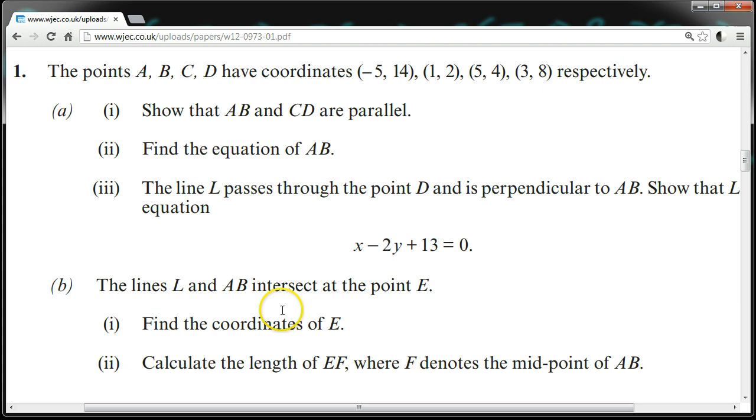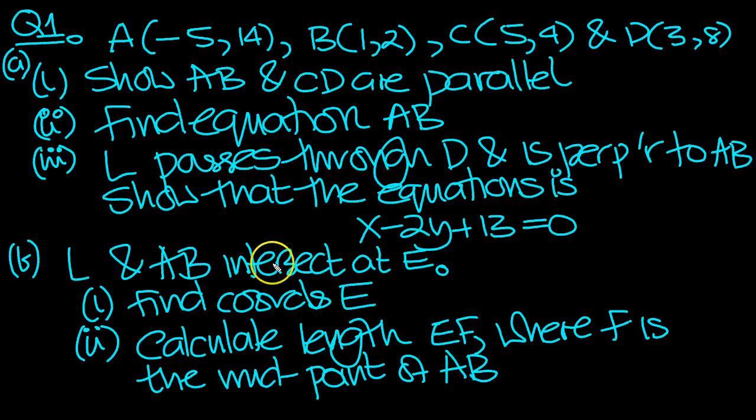The lines L and AB intersect at the point E. Find the coordinates of E. Calculate the length of EF, where F denotes the midpoint of AB. So there's a lot to take in, so I've summarised it all here in the question then. Here's our 4 points. Let's do part 1 of A.